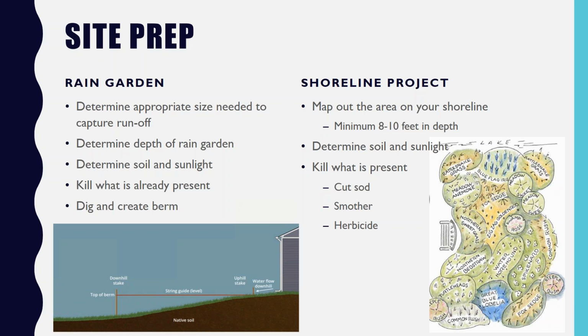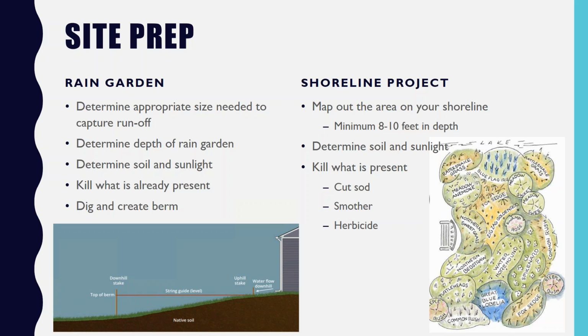Next, you need to determine the depth of your rain garden. As you can see from the picture, they have a stake that's 10 feet away from the foundation on the uphill side, and then they have another stake that is downhill. So as you plan your rain garden, you have to make sure that the depth is similar throughout. So you want the sediment on the uphill side to be at the same level as the downhill side.